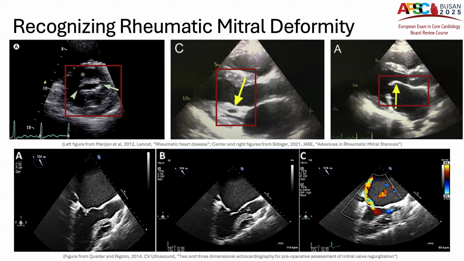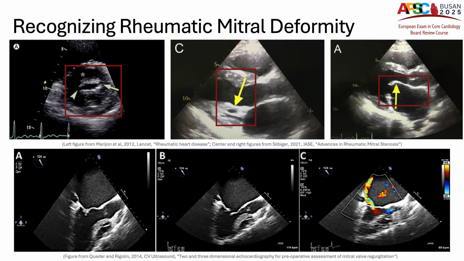In parasternal long axis, you will see distinctive diastolic doming, known as the hockey stick appearance, also referred to as dogleg deformity, of the anterior mitral leaflet caused by commissural fusion, that's the yellow arrow in this figure. It is also possible for the posterior mitral leaflet to dome, but it is more often immobile. The pathology usually seen in a posterior mitral leaflet is restricted motion.